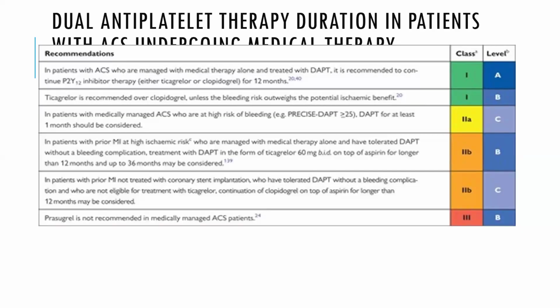Okay, so for patients on medical therapy, it is recommended that dual antiplatelets comprising of P2Y12 inhibitor with either ticagrelor or clopidogrel be continued for 12 months. Ticagrelor is recommended over clopidogrel unless the bleeding risk outweighs the potential ischemic benefits. Those are class 1 recommendations. And as I said earlier, we should know that prasugrel is not recommended for medically managed ACS patients.